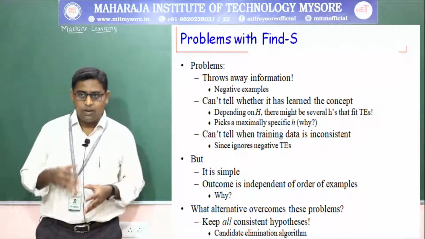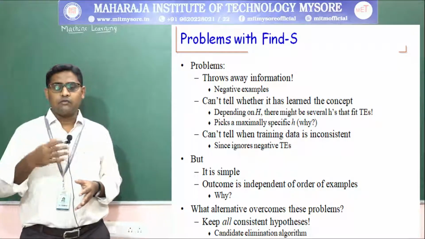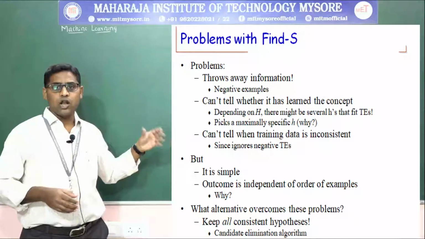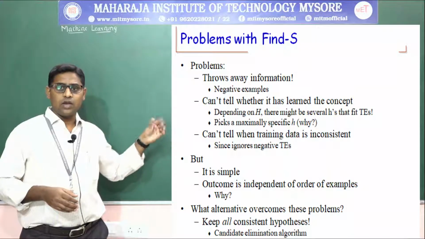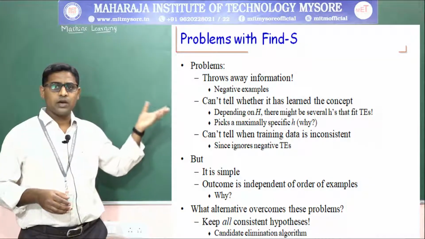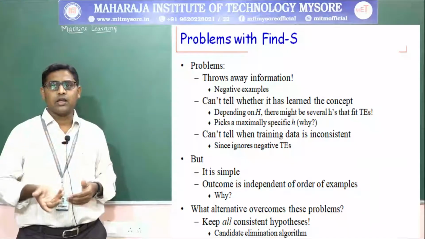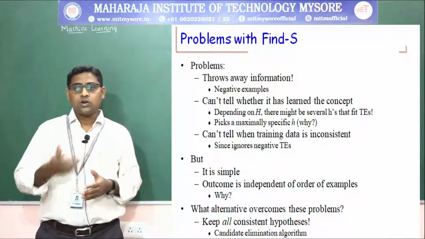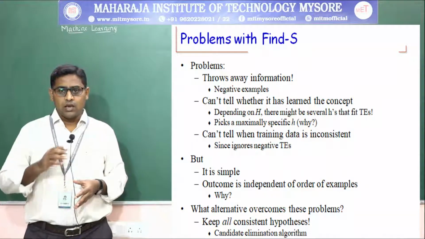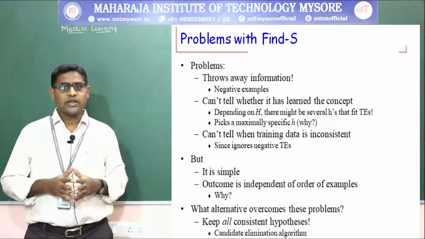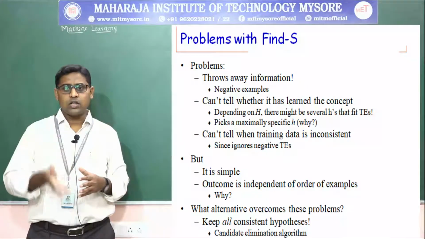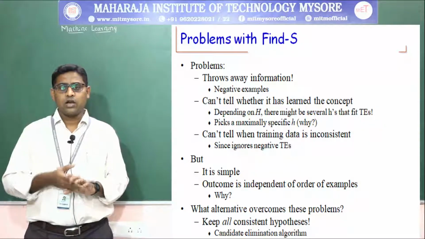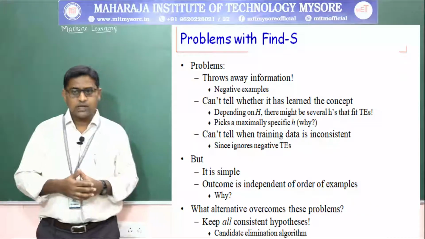Depending upon the hypothesis space, there might be several hypotheses that fit the training examples, but it picks a maximally specific hypothesis and will not pick any other hypotheses. We pick the maximally specific hypothesis because we are considering only the positive examples and not taking any negative examples. It is very difficult to tell when the training data is inconsistent, so we need to ignore those training examples, but it is very simple when we consider only the positive examples. The outcome is independent of the ordering of the examples because it ignores all the negative examples, and it considers the boundary of only the positive examples.